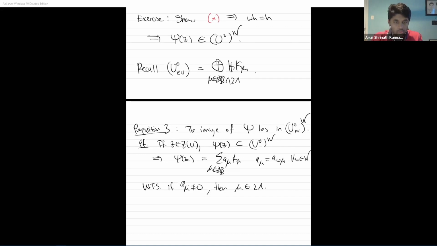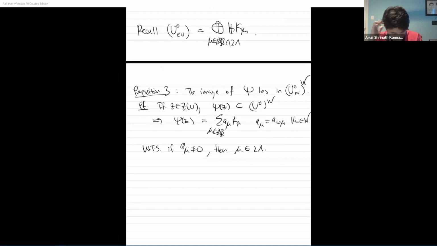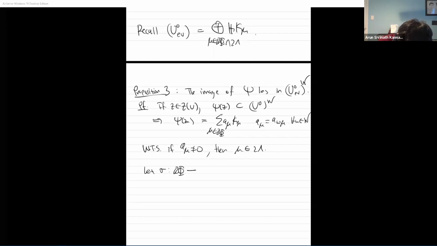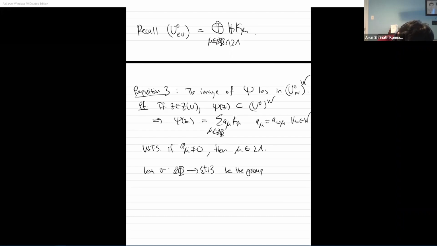Okay, so the way we're going to do this is we're going to use a suitable automorphism of U. So let sigma from the root lattice to plus minus 1 be the group homomorphism given by sigma of alpha is equal to minus 1 for all alpha simple. Now, of course, this is a well-defined group homomorphism because the simple roots form a basis of the root lattice.